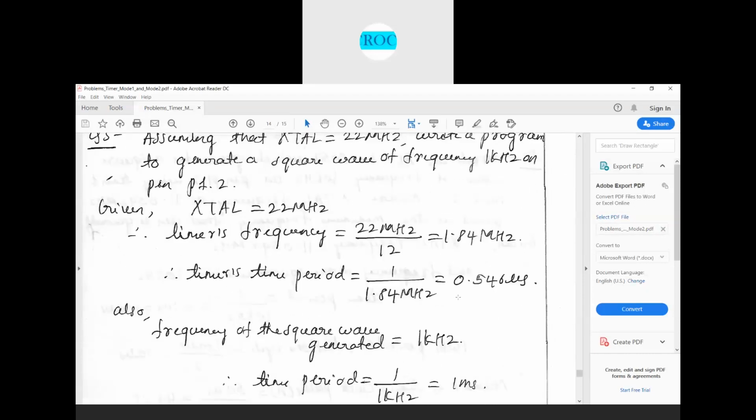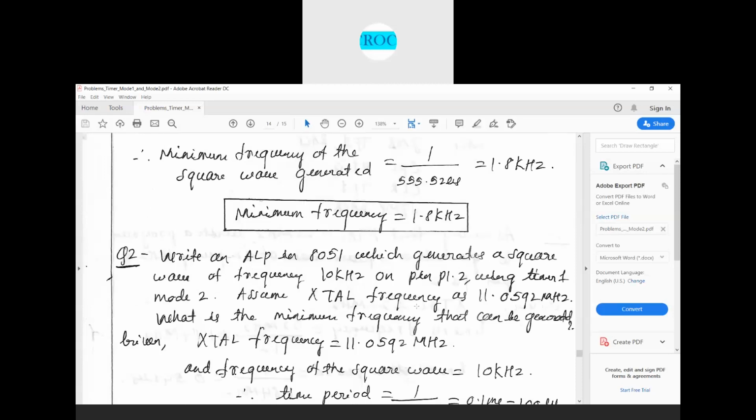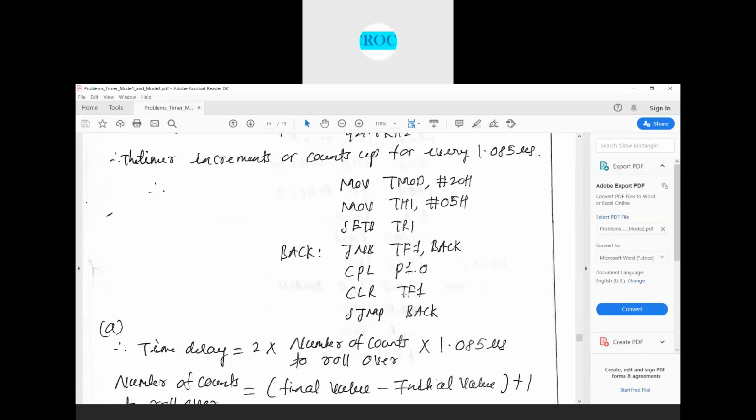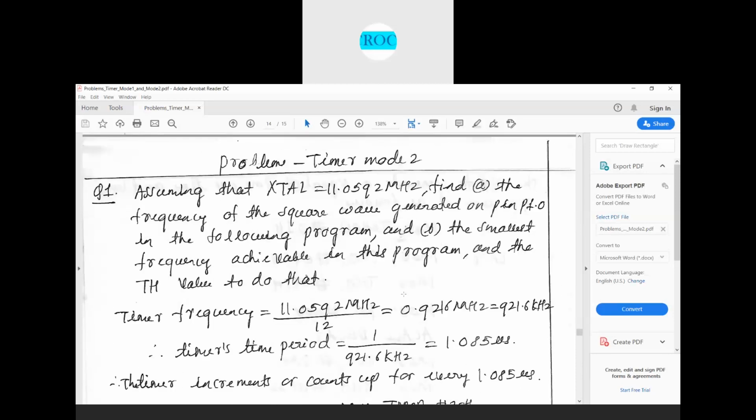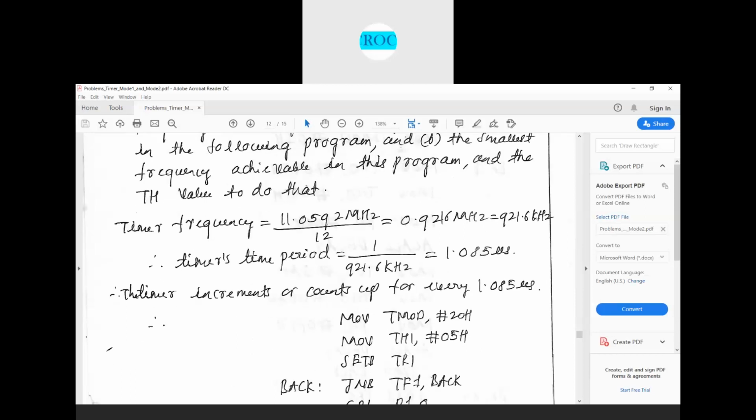We'll go to that program. Assuming the same program we had, the crystal frequency is 11.0592 megahertz. Find the frequency of the square wave generated on pin P1.0 in the following program. And the second one, you need to calculate the smallest frequency achievable in this program and the TH value to do that.